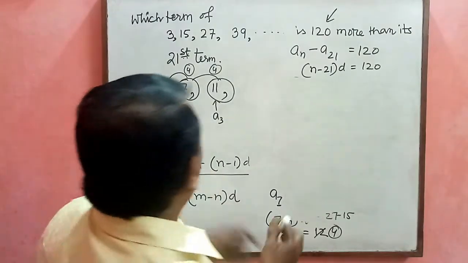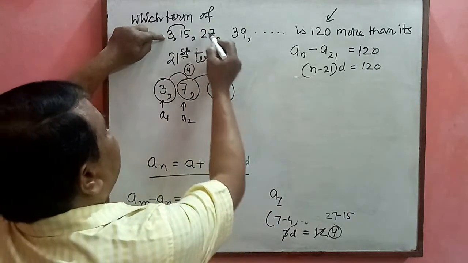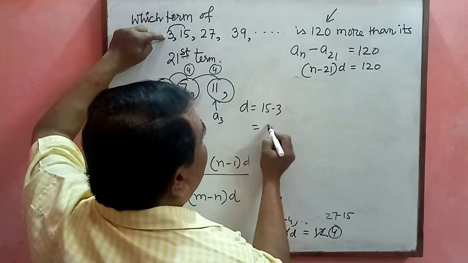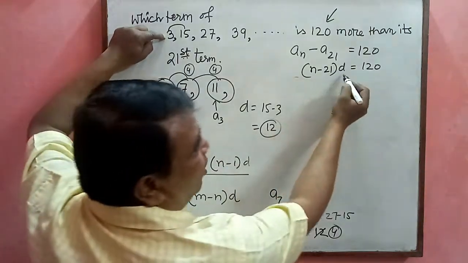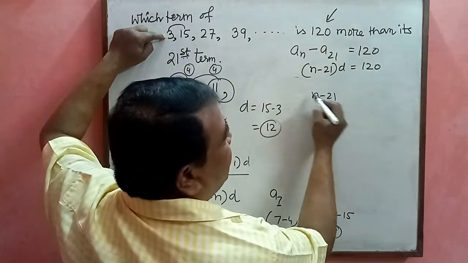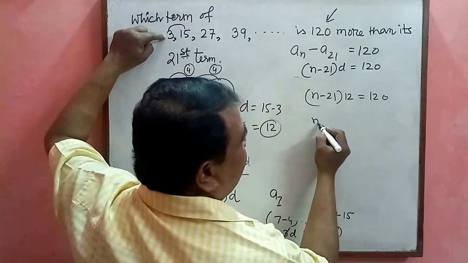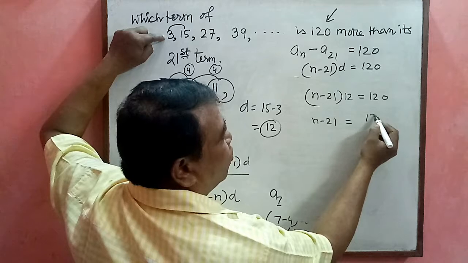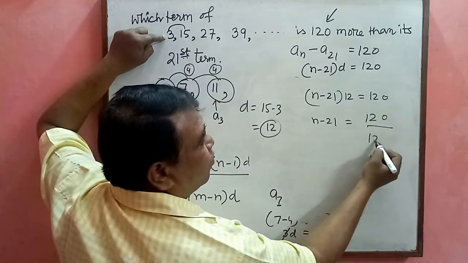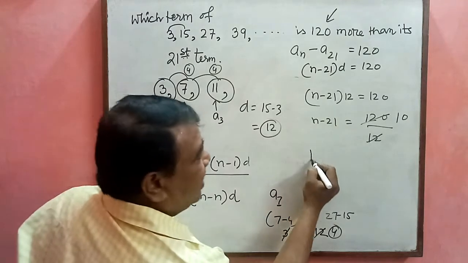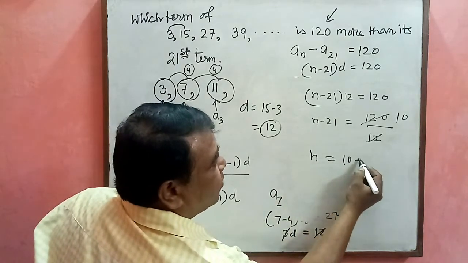D is 15 minus 3. D here is 15 minus 3, this is 12. So you put it here. n minus 21 into 12 is equal to 120. So n minus 21 is equal to 120 upon 12. This is 10. So n is equal to 10 plus 21.